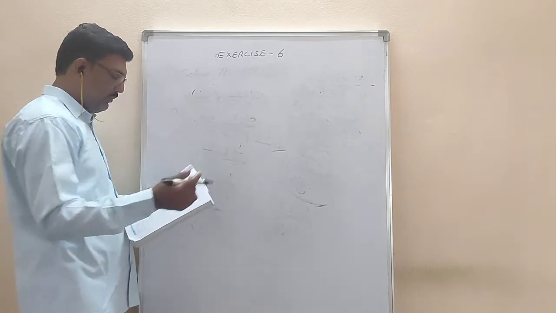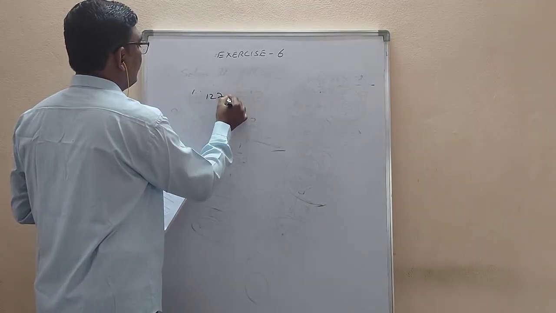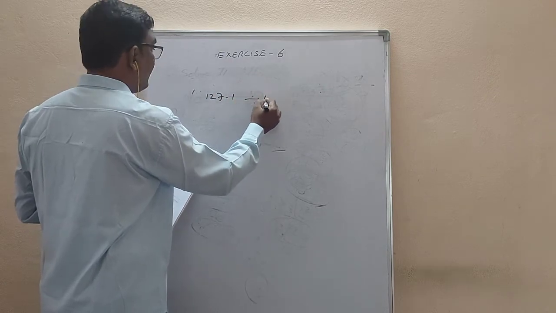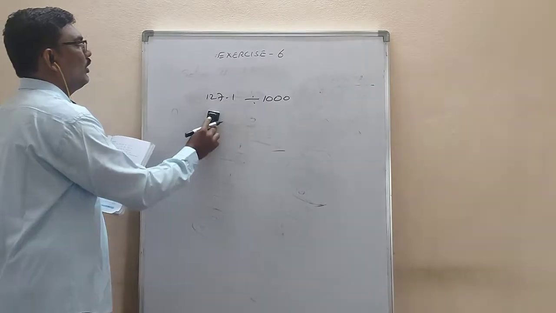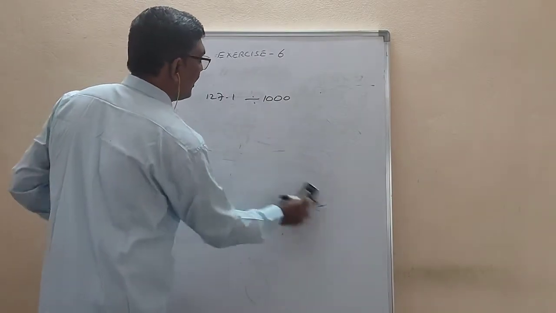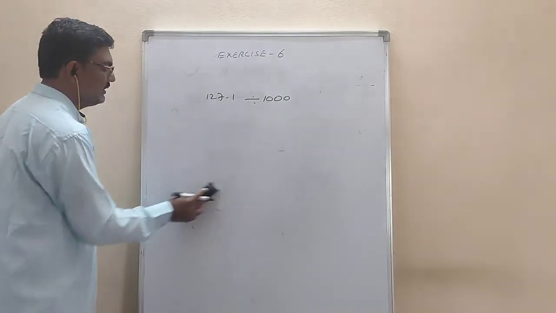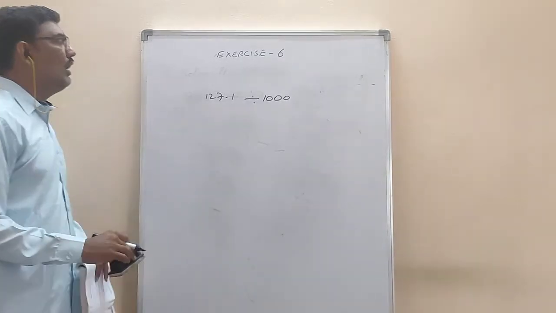Next, 127.1 divided by 1000. It is one problem they have given. You have to solve this one, which means you have to write the answer for this one. How do you have to write the answer?